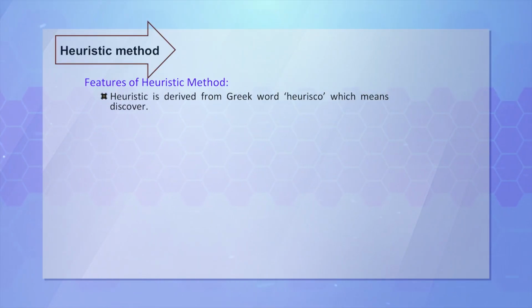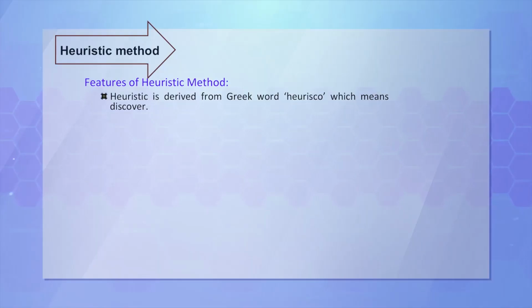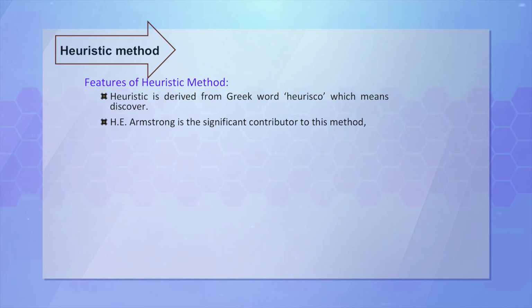Now let us discuss heuristic method. Heuristic method is a method of discovery. Etymologically, the word heuristics is derived from Greek word heurisko, which means discover. This method puts the learner in the place of discoverer. This method claims that instead of making a child a passive learner, it is better to make a child or learner an independent discoverer or problem solver. H.A. Armstrong is the significant contributor to this method, and this method was primarily evolved to be used in science. Though nowadays this method is widely used in many other disciplines including mathematics.